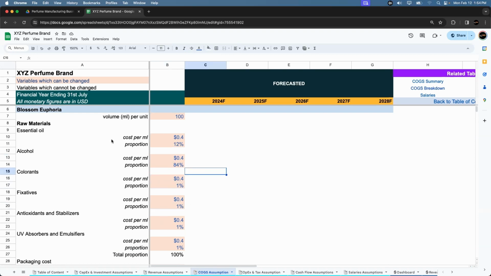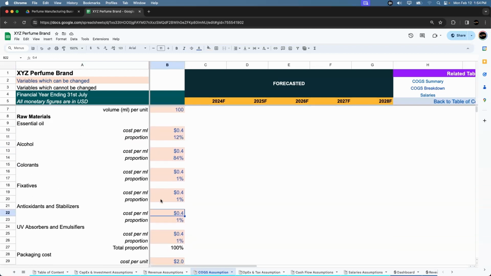For the perfume brand, we have adjusted it in terms of volume, ml per unit. For example, if you are selling one unit, we have assumed that one unit will be equal to 100 ml. Out of the 100 ml, 12% goes to essential oil, 84% goes to alcohol, 1% goes to colorant, and we have mentioned the price or the cost for each of the items in here. So you can adjust it accordingly.